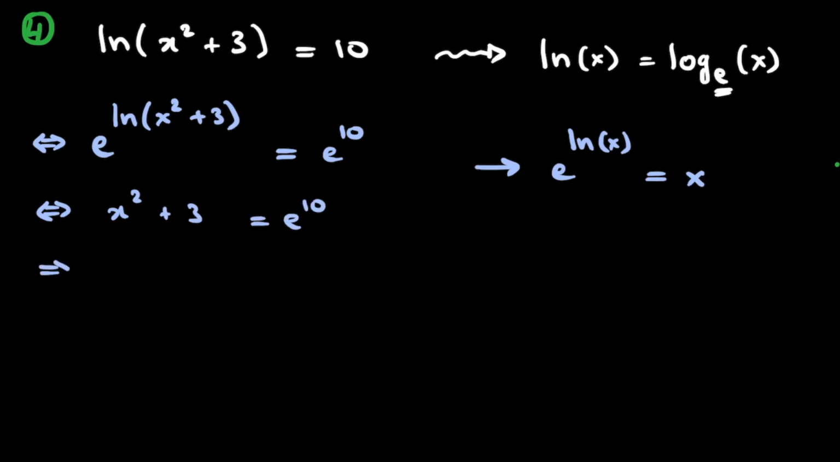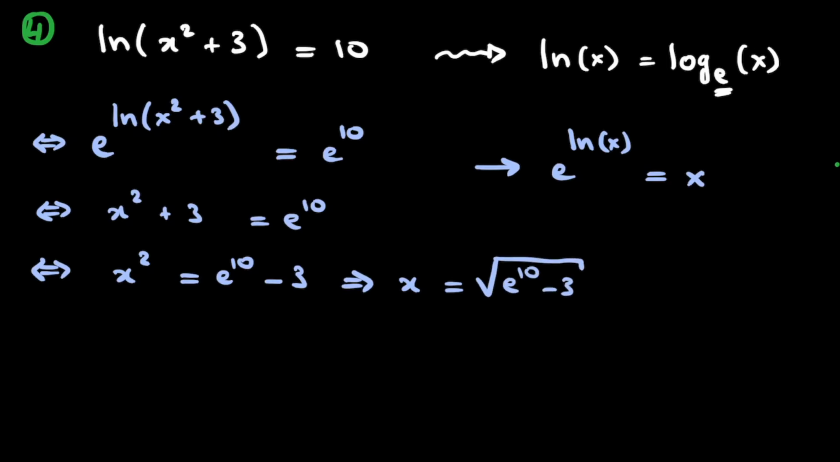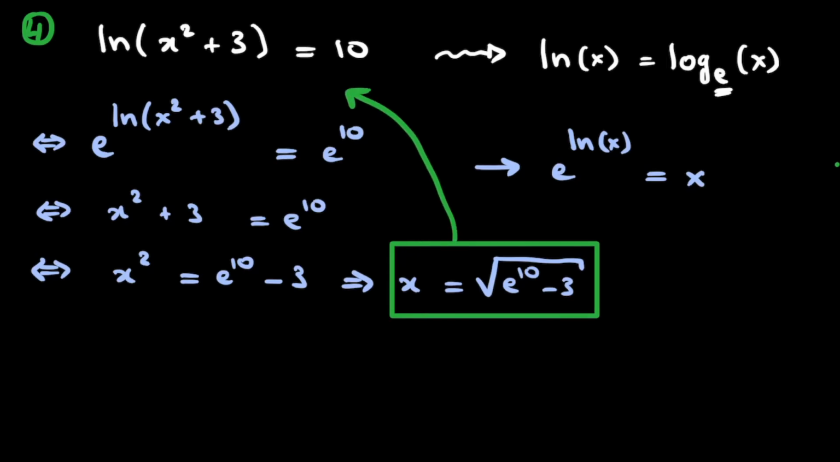Now this of course is simply just an algebraic equation which we can readily solve as x squared is equal to e to the power of 10 minus 3. And by simply taking the square root of both sides of the equality sign, we get the following, that x is equal to the square root of e to the power of 10 minus 3. And this is our solution for our logarithmic equation where we had a natural logarithm. And again, if we simply fill this into our original equation, we can see whether we made any mistake.